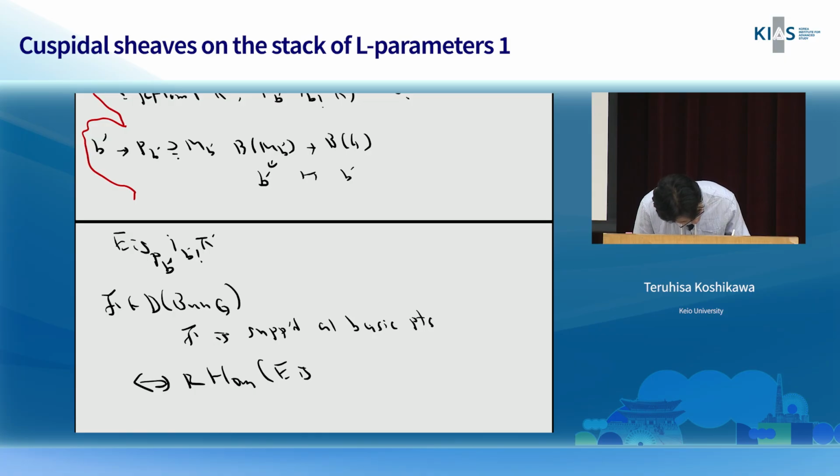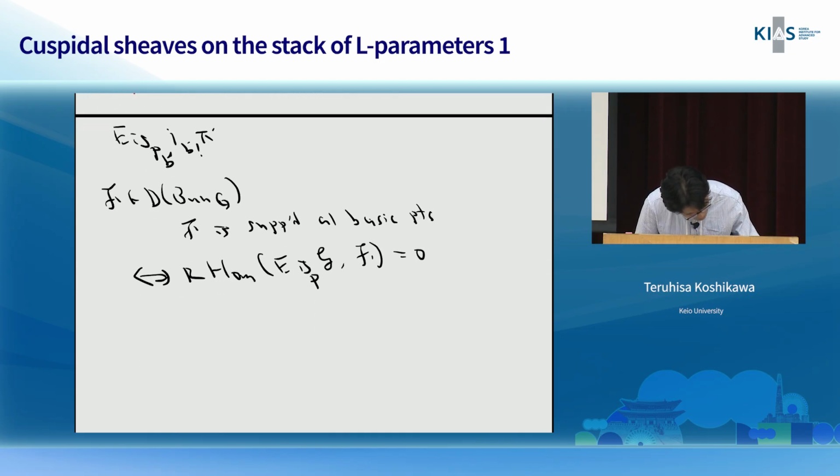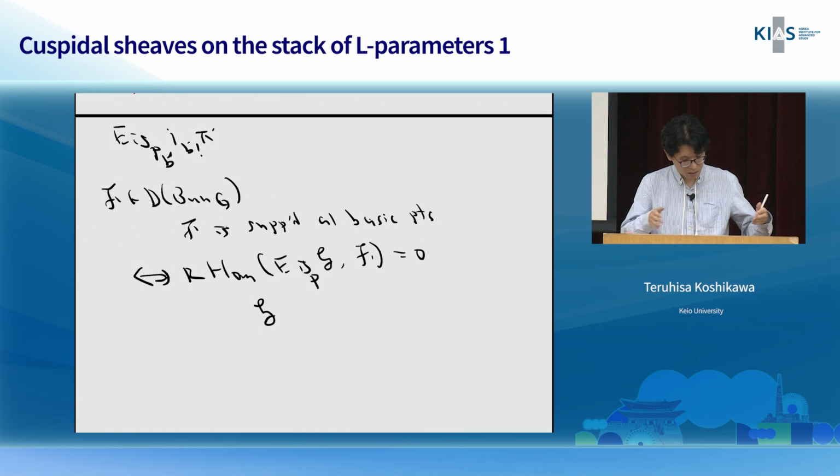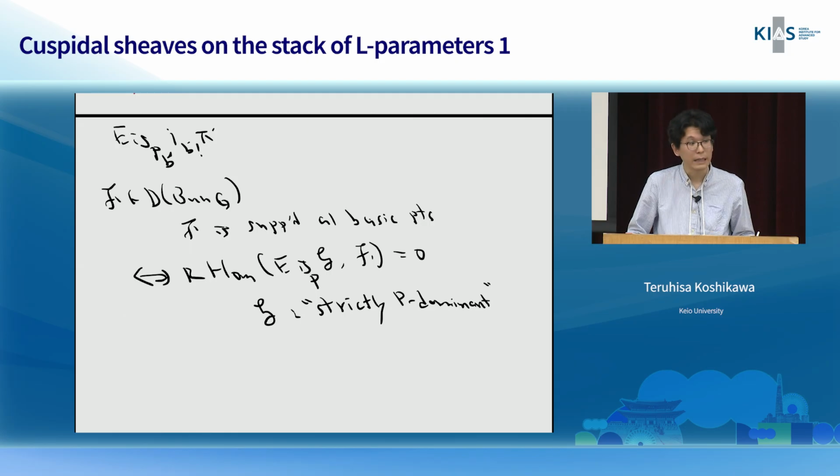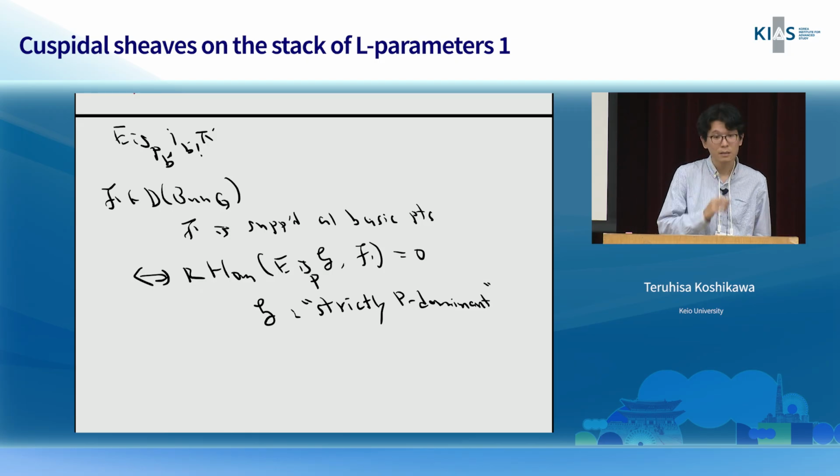RHom from Eisenstein series of G, F, and P vanishes, where G satisfies a certain condition. G has disconnected components, and G has some condition related to that. So this is strictly P dominant. P is just a parabolic, any parabolic. So this is equivalent.